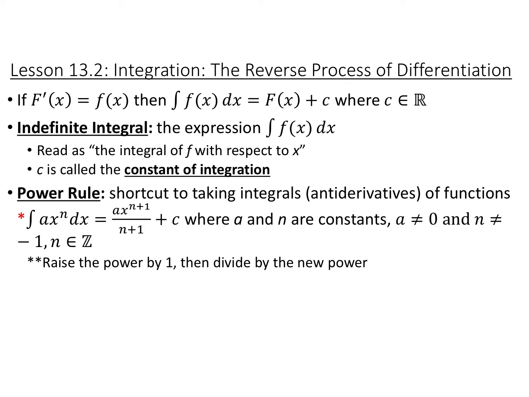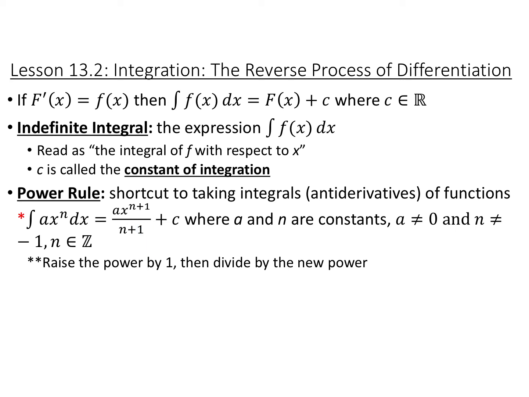So just like we had a power rule for derivatives, bring the power down in front, reduce the power by 1, we also have a power rule for taking integrals or antiderivatives, which is just the opposite direction. So if we have the integral of a times x to the n dx, we're going to raise the power by 1, so now we have a power of n plus 1, and then we're going to divide by the new power. And then we're going to add a plus c constant on the end. So for a derivative, we multiply the power down in front and reduce the power by 1. For integrals, we go the opposite direction. We raise the power by 1, and then we divide by the new power.